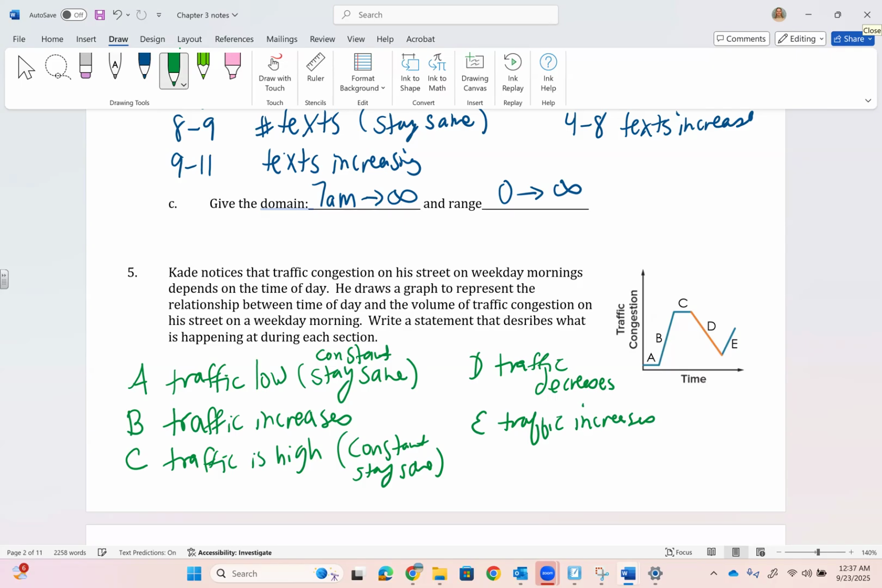So if it's going downhill, it's decreasing. If it's horizontal, it's going to be constant or staying the same. And then increasing.